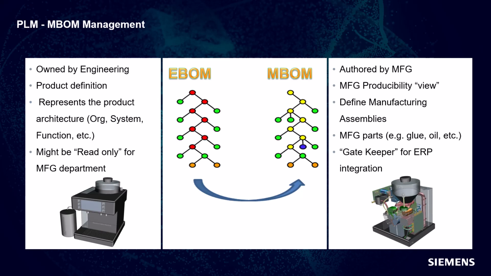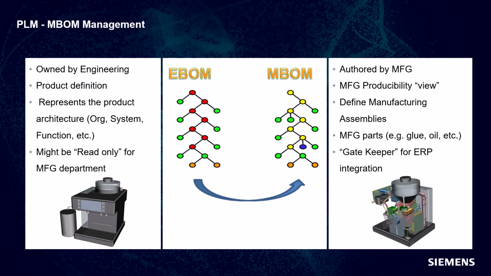On the left you see the EBOM is owned by Design Engineering and is typically structured in a way that suits them. This could be by the architecture, system or functional group. This EBOM will be read-only to manufacturing. You won't want manufacturing changing the design intent created in Design Engineering.